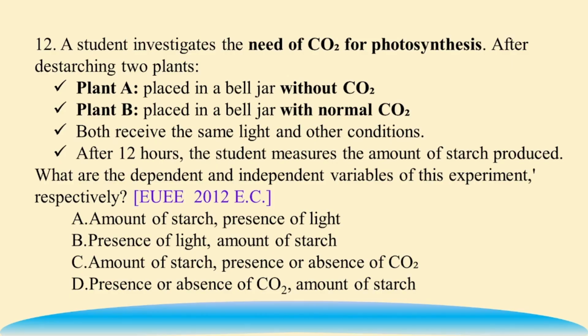Question number 12. A student investigates the need for carbon dioxide in photosynthesis. After destarching two plants, Plant A is placed in a bell jar without carbon dioxide. Plant B is placed in a bell jar with normal carbon dioxide. Both receive the same light and other conditions. After 12 hours, the amount of starch produced is measured. What are the dependent and independent variables of this experiment, respectively?